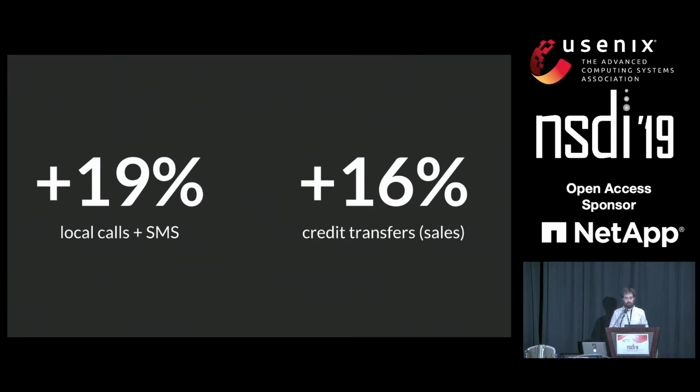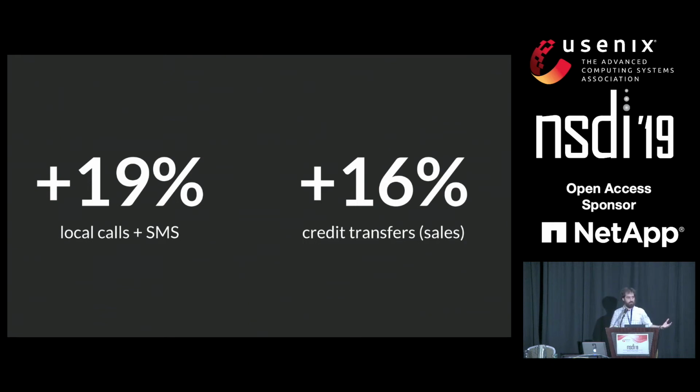And these are particularly important in our deployment because credit transfers are the primary mechanism by which users get airtime on the network. They'll go to a local shopkeeper and use a locally hosted SMS credit transfer app to buy airtime. And so this represents local economic activity within each community.